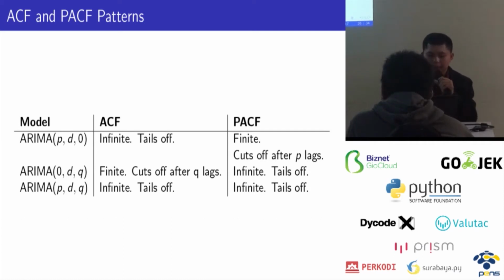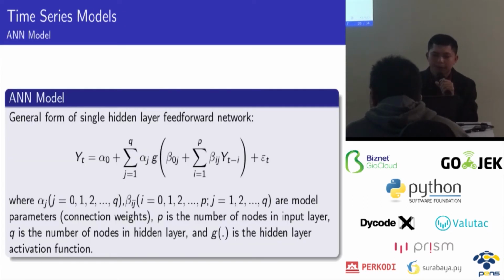Maybe in the demo I will show you what is called tail off and cut off. When the autocorrelation function tails off, it means the autocorrelation function is significant until infinite time, and the partial autocorrelation function cuts off after some lag. So we will use the ARIMA p,d,0 model, and vice versa. We will see later.